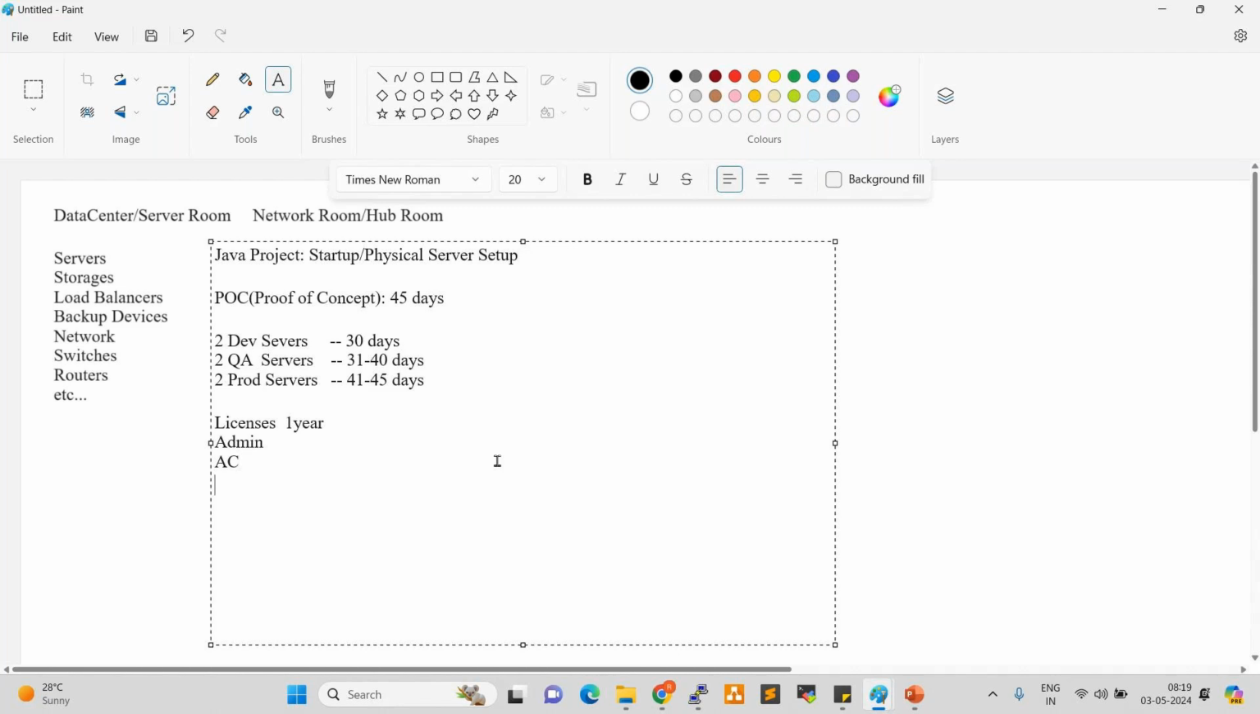Next one, we required network, we required server room, we required server room security, etc. These are all required to set up the POC, to set up the servers, because we are using physical servers here.